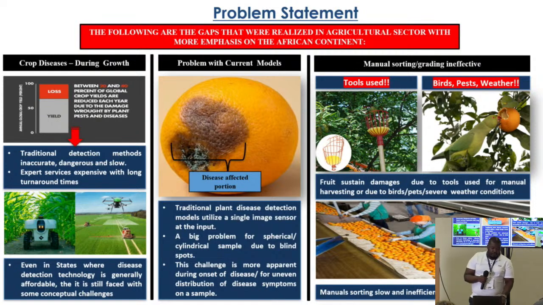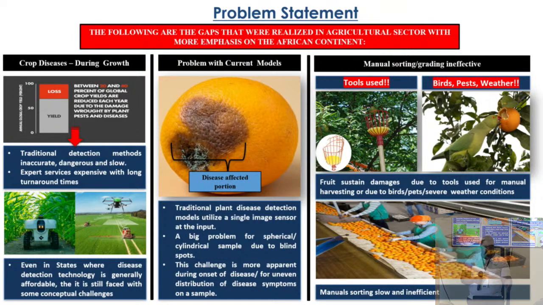In more economically developed states, there has been an increase in adopting digital technologies, such as these photos that are included in this presentation. You can see there a robot, which is used to traverse through farms as it takes pictures and classifies. These are mainly based on artificial intelligence and machine learning. However, this technology is still faced with some conceptual challenges, which was the major motive for my study.